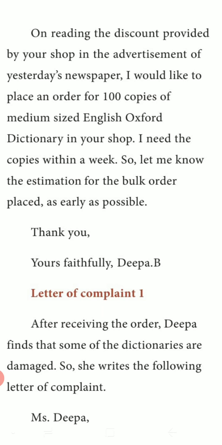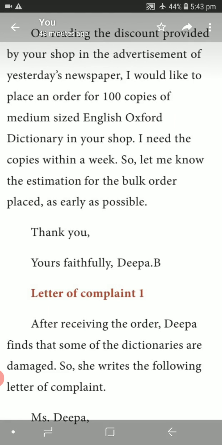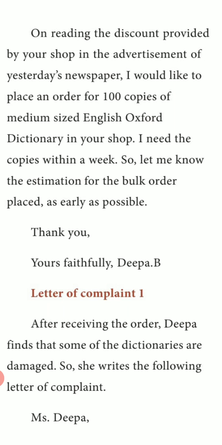Then complimentary part, thank you. Then subscription, yours faithfully. Then sender's name, that is Deepa B. Okay children, this is the model of an ordering letter. Likewise, another model for complaining letter, continuation of this letter. Shall we see? After receiving the order, Deepa finds that some of the dictionaries are damaged. After receiving, she came to know some dictionaries are damaged. So she writes the following letter of complaint. This is letter of complaint. This is also formal letter.